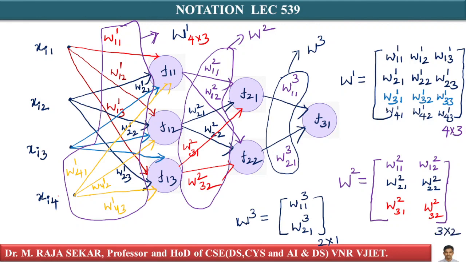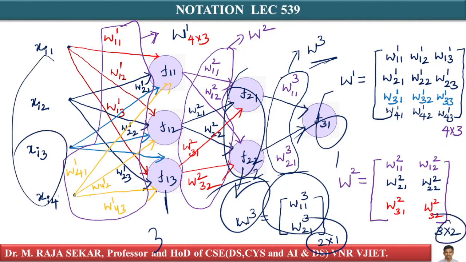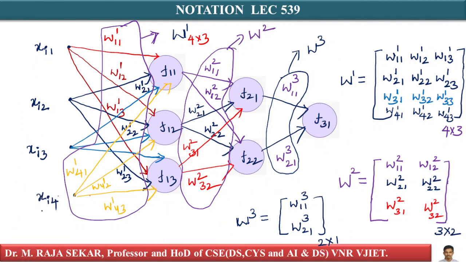In a similar manner, I can represent the weights from this layer to this layer as W power 3. This is the order: you have 2 inputs and 1 output, that is 2 by 1. Here you have 3 inputs, 2 outputs, I am writing a 3 by 2 matrix. Here I have 4 inputs and 3 outputs, I am writing a 4 by 3 matrix. Isn't it? It is a simple and straightforward notation.